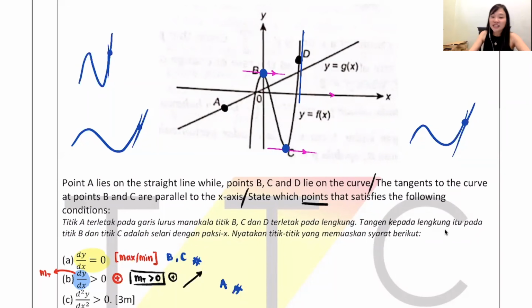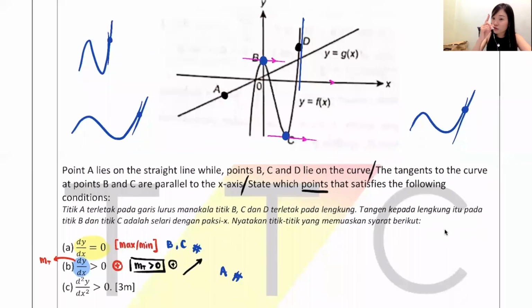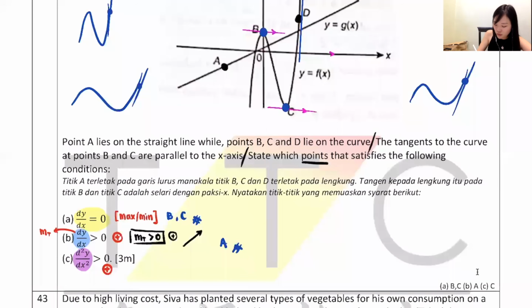So next one, C. They say d2y/dx² more than 0. Look carefully, it's not dy/dx more than 0, it's d2y/dx². Can anyone tell me when we use d2y/dx²? Very good, to see whether they are maximum or minimum. So now when they say d2y/dx² more than 0, that means positive. Positive means what? Happy face. Happy face means minimum.